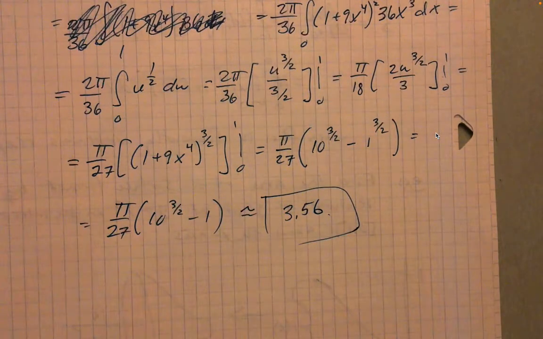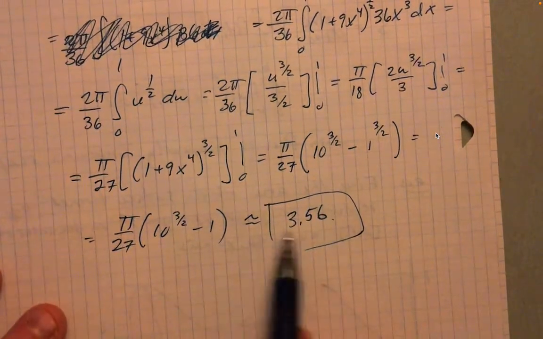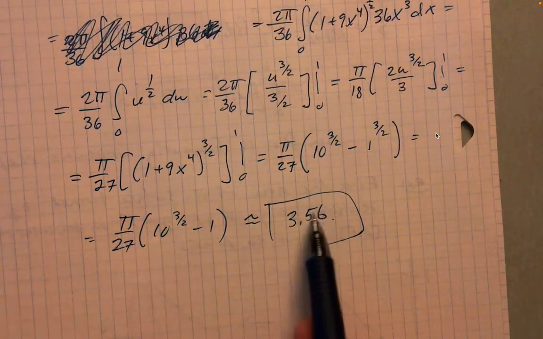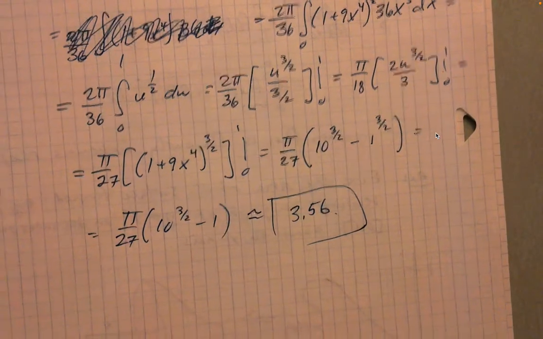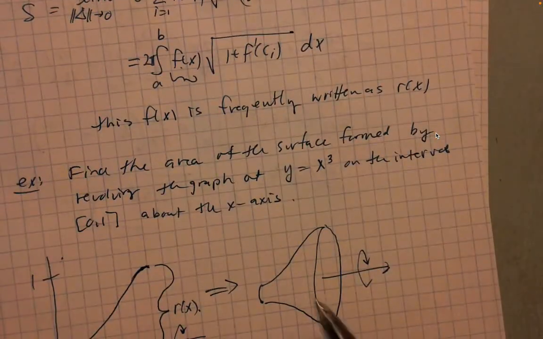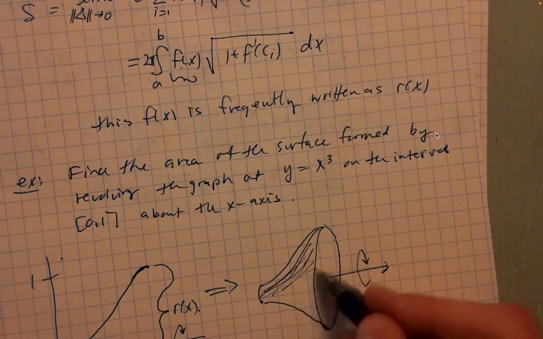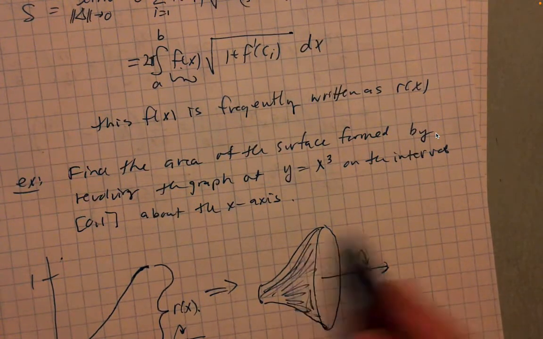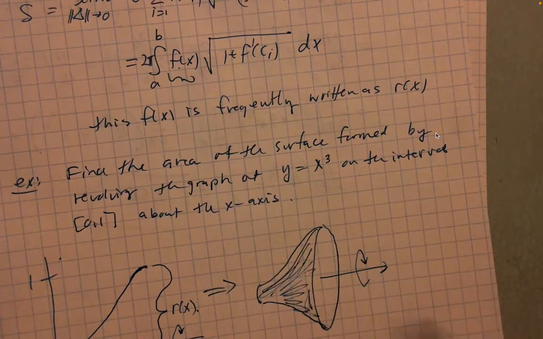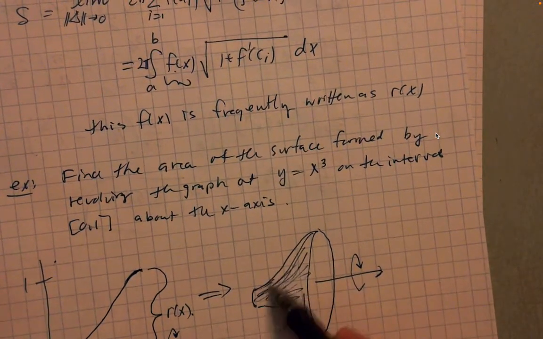Approximately. Okay, so that's the approximate surface area. This is the precise surface area, this is the approximate surface area of this figure that we drew here. So this is the surface area of this part, right? Remember, presumably this thing is hollow, okay? So we're only interested in the surface area.